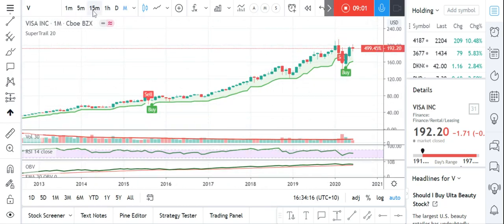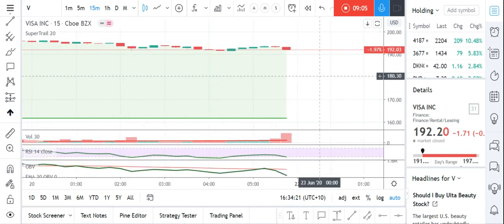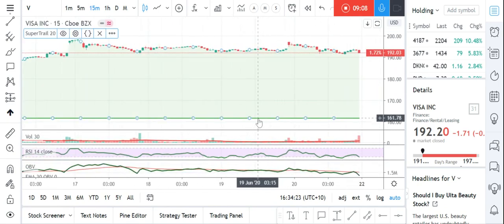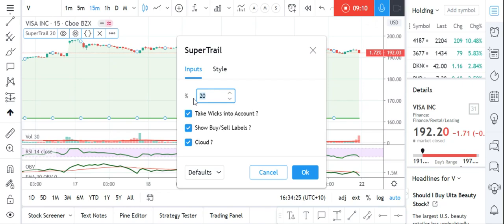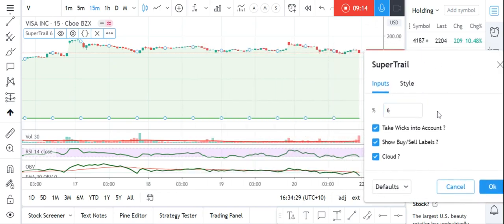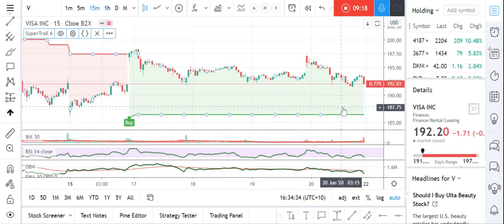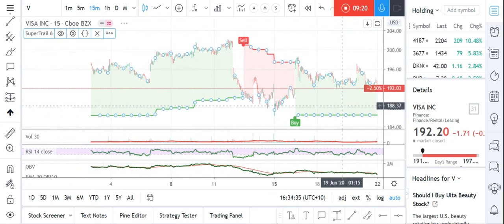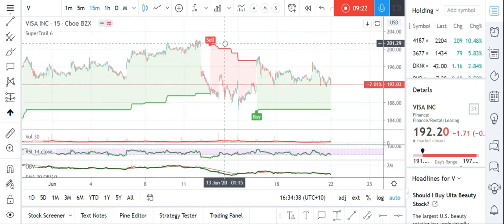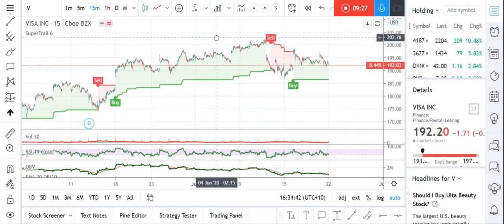It works on any time frame. So if I wanted to put it on a 15-minute time frame and zoom right in, and let's say make that 6%, because Visa's not particularly volatile, you can see here I would have got stopped out through there at 6%. Would have got stopped out there.